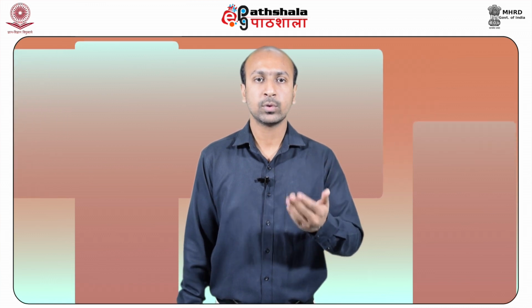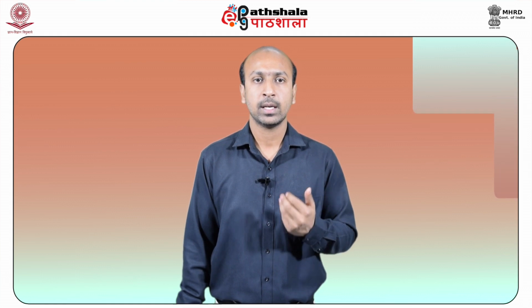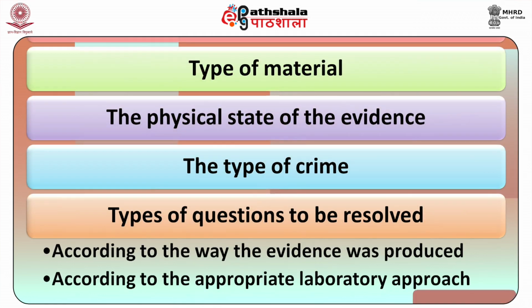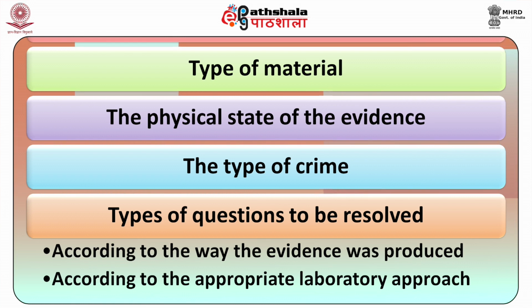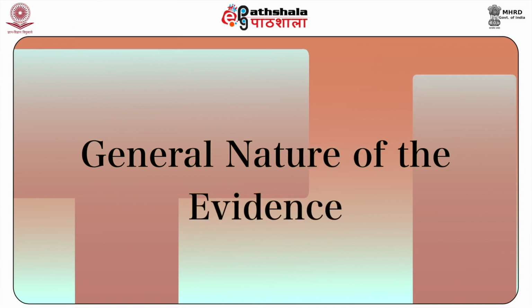The following schemes to classify the physical evidence have been proposed by scientists, which are comparatively more realistic than others. The first is the general nature of the evidence, then type of material, the physical state of the evidence, the type of crime, types of question to be resolved, according to the way the evidence was produced, and according to the appropriate laboratory approach. Every scheme is useful in offering a different conceptual perspective related to physical evidences, but some of them are more useful than others. Now, the general nature of the evidence.